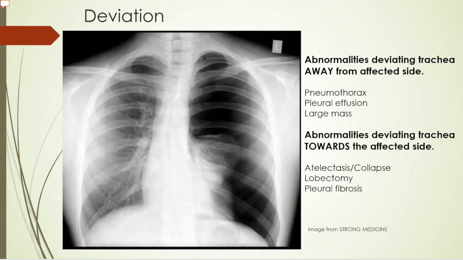Okay, so A for airway here, and we're looking at the trachea. So here you look down, draw out the trachea, and you can see that it's kind of deviated off to the patient's right-hand side. And you think, well, what causes deviations? Well, things that push away are things like pneumothorax, pleural effusions, large mass. But some pathology will actually pull the trachea towards it. If you have an atelectasis, lobectomy, pleural fibrosis, things like that tend to pull that trachea towards the pathology.